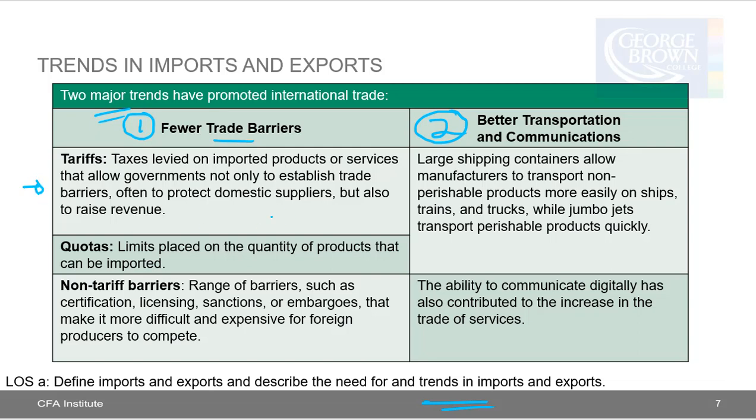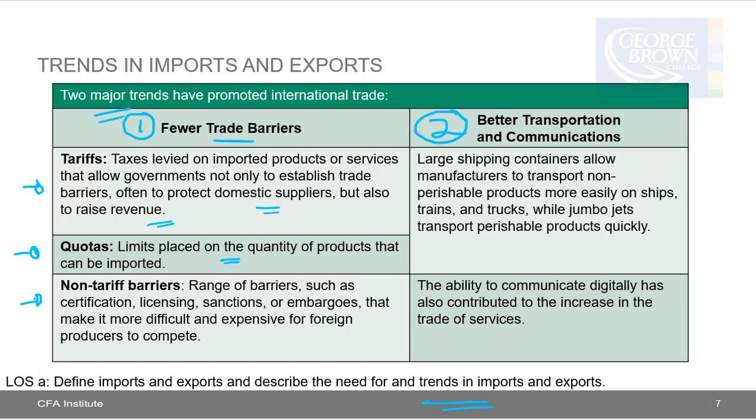What are tariffs? They're taxes levied on imported products or services that allow governments not only to establish trade barriers, often to protect domestic suppliers, but also to raise revenue. A second type of trade barrier is with regards to quotas. Quotas are limits placed on the quantity of products that can be imported.